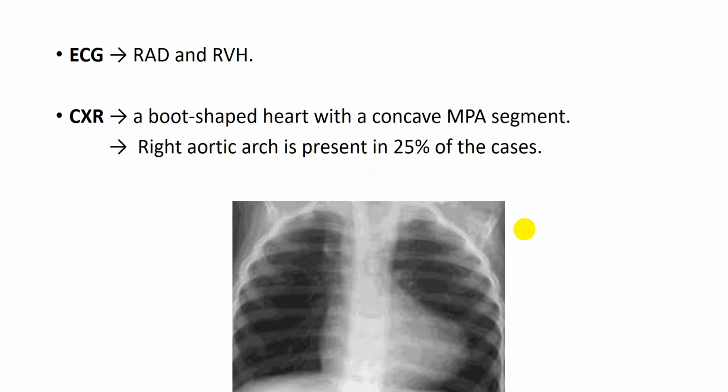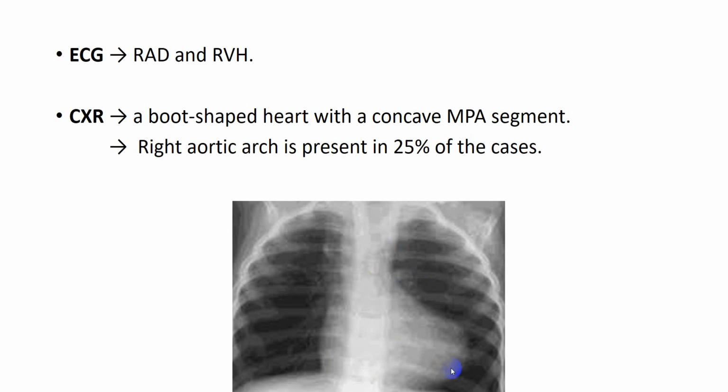On ECG, there is right axis deviation and right ventricular hypertrophy. On X-ray, a boot-shaped heart, which is characteristic for TOF, with a concave pulmonary segment. You see here, concave. As always, we say that there is a severe RVOT obstruction, so the main pulmonary artery and branch pulmonary arteries are usually underdeveloped, small. So there is always some degree of concavity on the X-ray in the area of the main pulmonary artery segment.